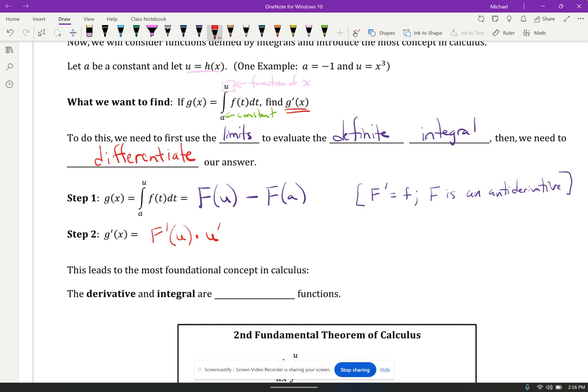But wait, didn't we say capital F? We said it over here. Capital F is the same thing as little f. So then this equals little f of u times u prime.